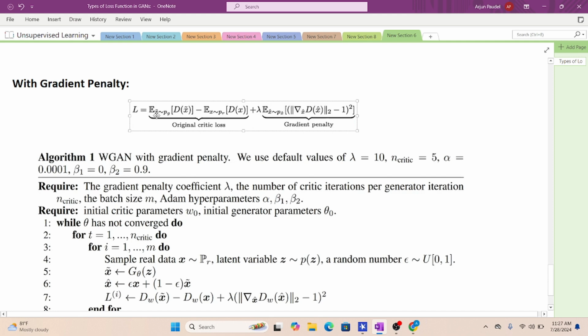This x tilde means the generated distribution data, and this x is the data sample from the real data distribution. This x hat is the combination of x tilde and x. If you apply a linear interpolation between the two, we get this x hat, and we are applying this term.